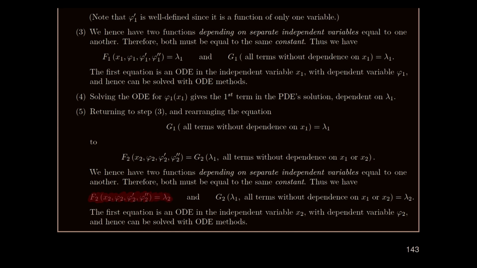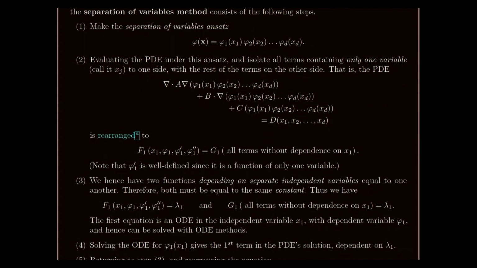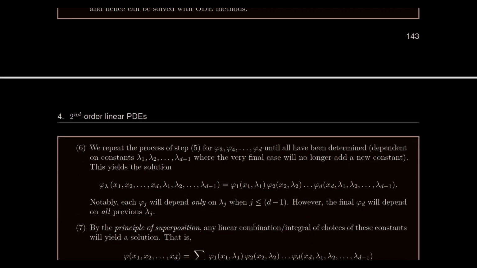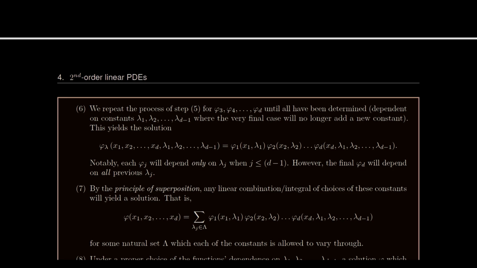And now I have an ODE for phi2 in terms of x2 dependent on lambda 2, and then g2, everything else is dependent on that constant as well. But now I solve this new ODE dependent on lambda 2, and when I solve that ODE, then I found phi1 the first time I did the process, and phi2 the second time I did the process. And so my final step, step 6, not technically the final step, but the final step in finding the general solution, is to just repeat this process.